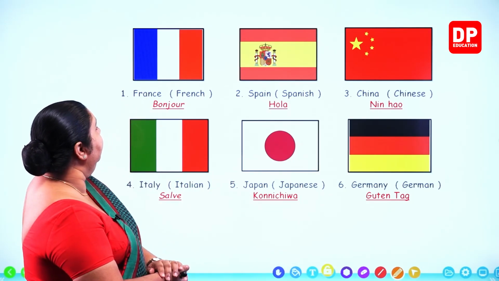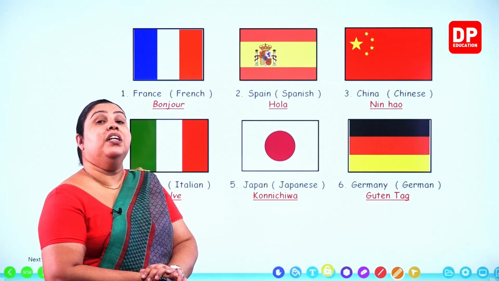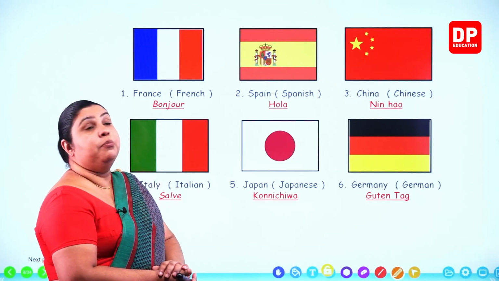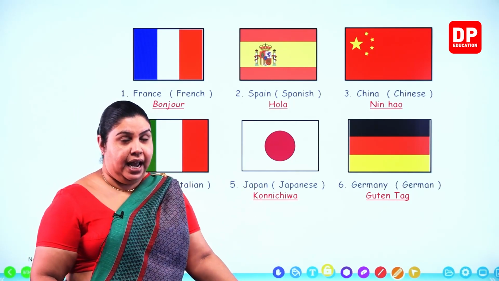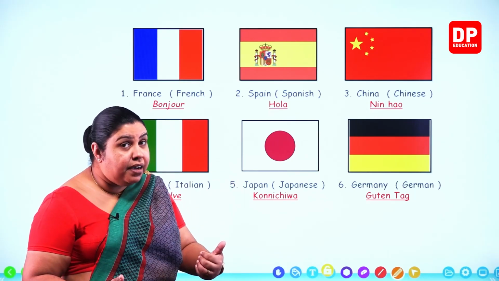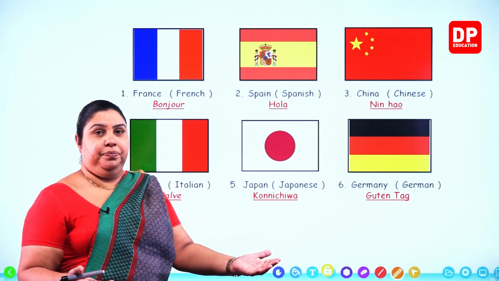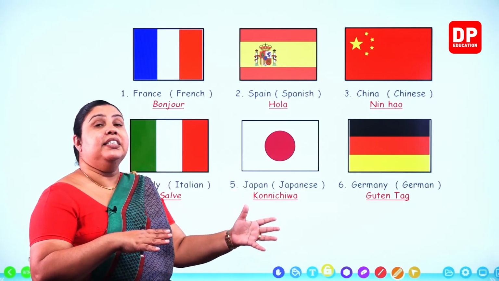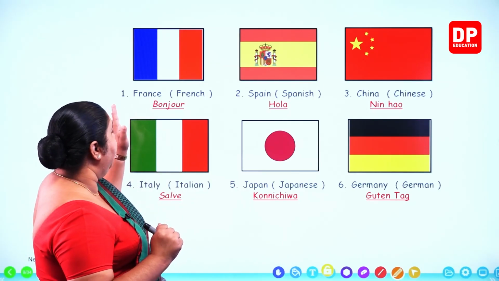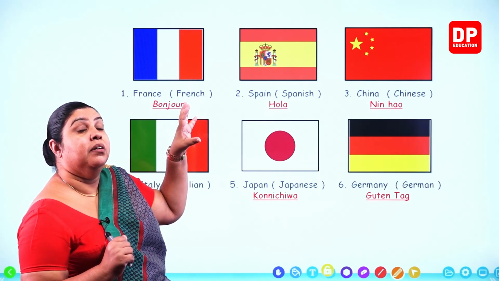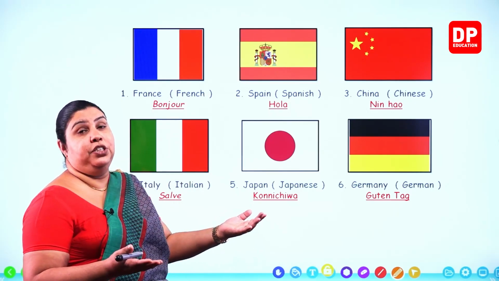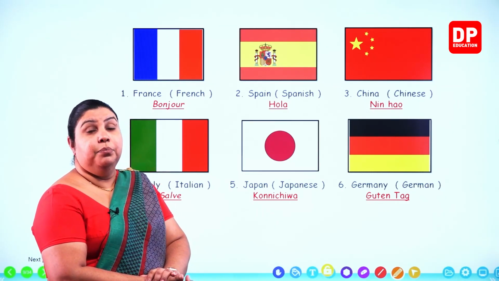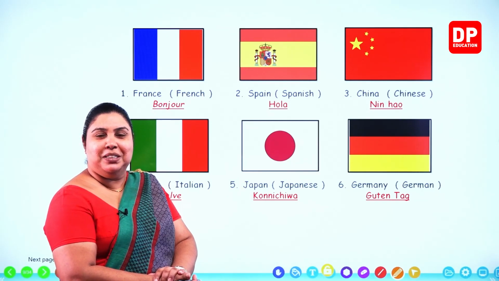Right. Now this is the country France. They speak French. Now in Sri Lanka we speak Sinhala. Then we speak Tamil. We speak English also, but our main language is Sinhala. Sri Lankans speak in Sinhala. Like that way, in France, they speak the language French. Right. So what is their greeting? Bonjour. We had that word in our pupils book, no?